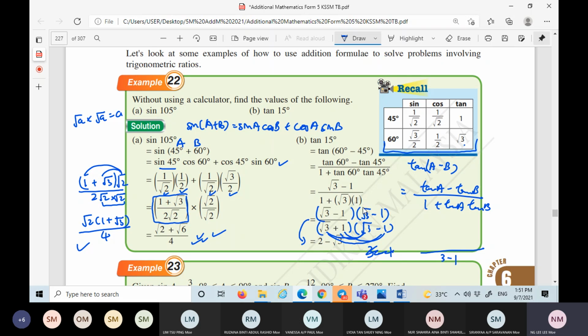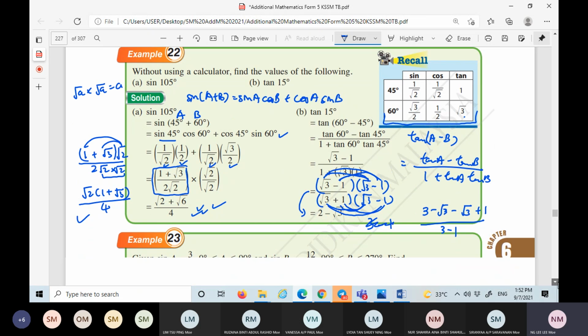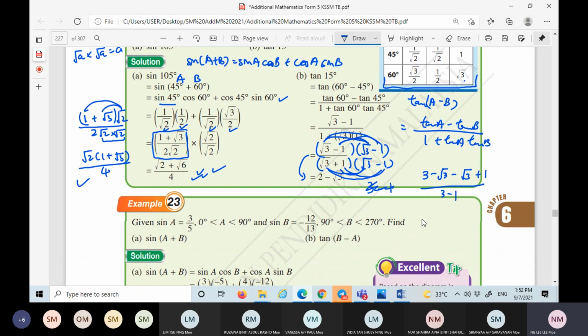Numerator, same thing, one by one. Square root 3 times square root 3 is 3. This time this, minus square root 3, this time this, minus square root 3. This time this, negative become positive, and then 1. Now you see so fast, they give the final answer. They no need to show the steps in between. So 3 plus 1 is 4.